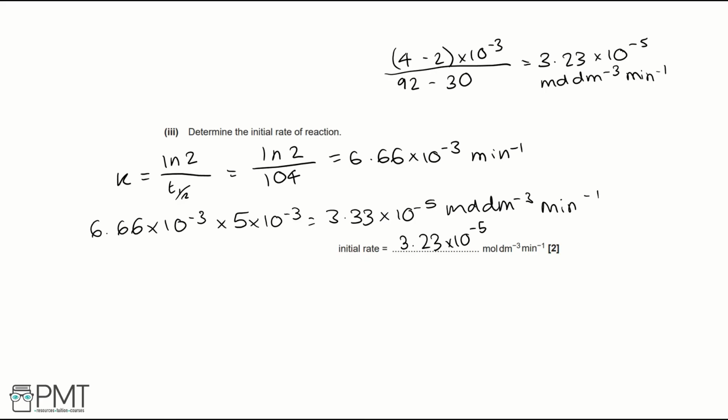So we can see that both of these methods get a relatively similar answer, and the mark scheme will accept any value in the range of 2.9 times 10 to the negative 5 to 4 times 10 to the negative 5. So there's quite a big range, and both of these values are in that range, so it doesn't matter which method you use as long as you do it correctly. In method 1 you get your 2 marks from 1 drawing the tangent and 2 working out the gradient of the tangent. In method 2 you get your marks for working out k and then multiplying by 5 times 10 to the negative 3.